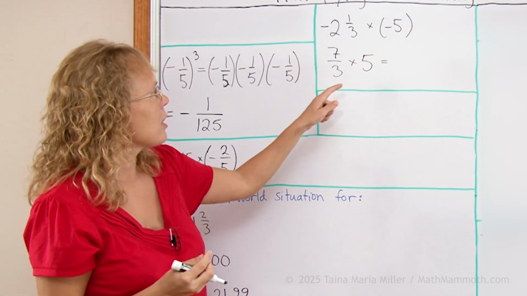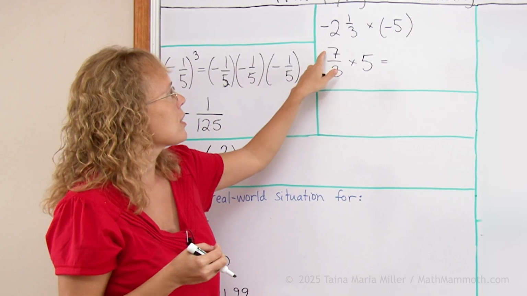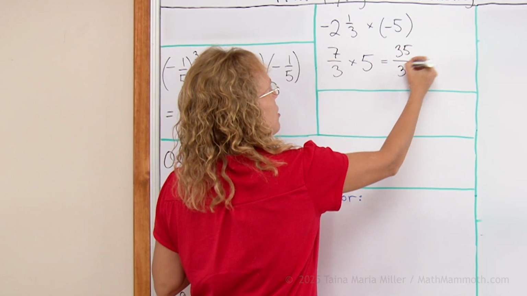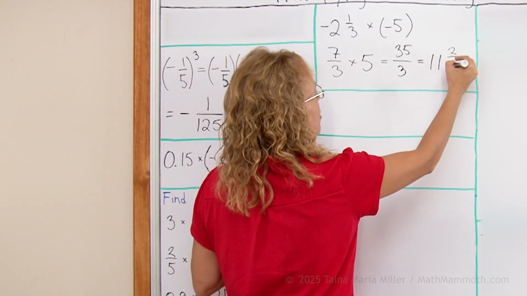And now here I multiply, you can think of this as 5 over 1 if you want to, or just 7 times 5 goes on top, 35, and then 3 on the bottom. And now this we can write as a mixed number. It is 11 and 2/3.